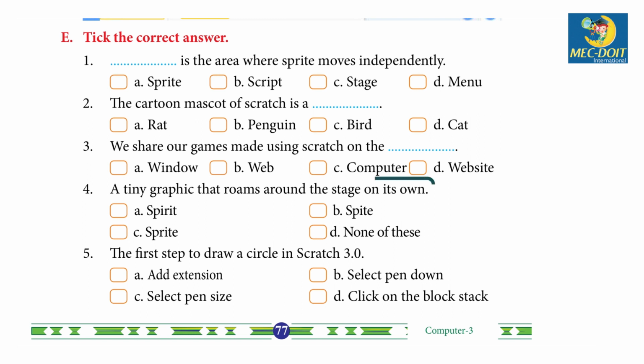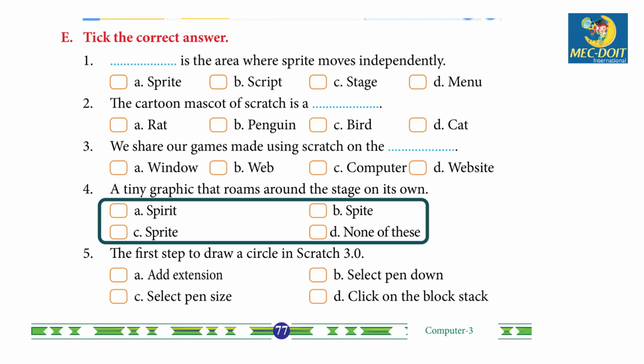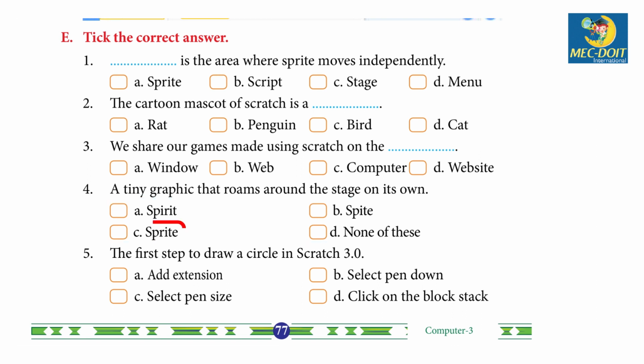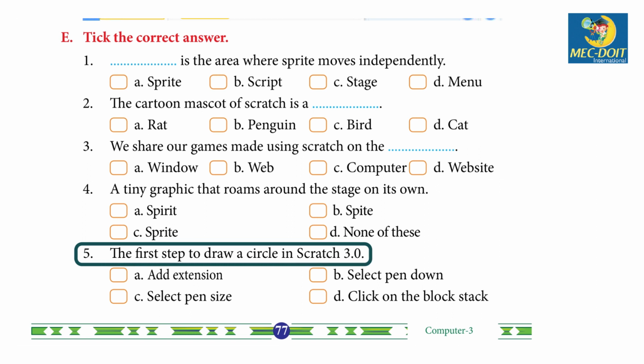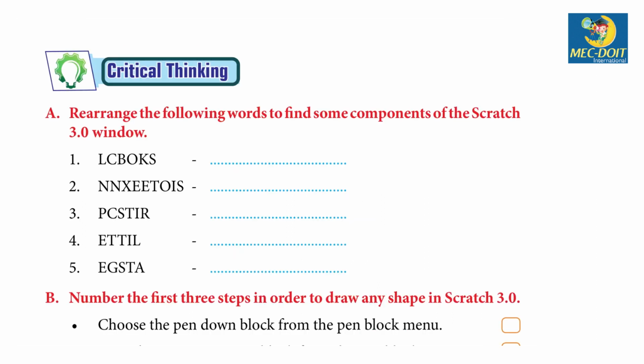Web. 4. A tiny graphic that roams around the stage on its own. A. Spirit. B. Spite. C. Sprite. D. None of these. Answer C. Sprite. 5. The first step to draw a circle in Scratch 3.0. A. Add extensions. B. Select pen down. C. Select pen size. D. Select on the block stack. Answer A. Add extensions.